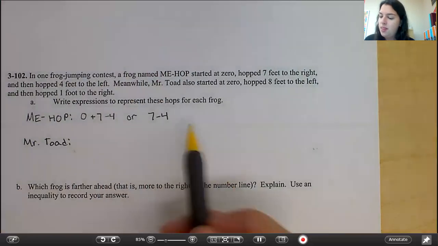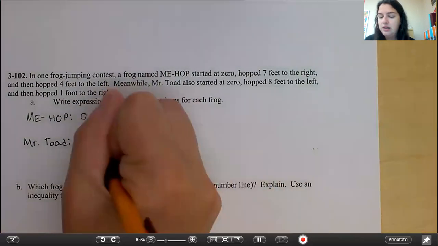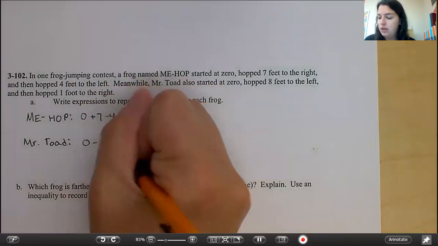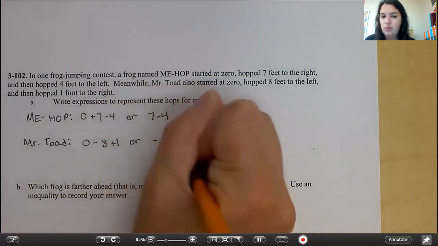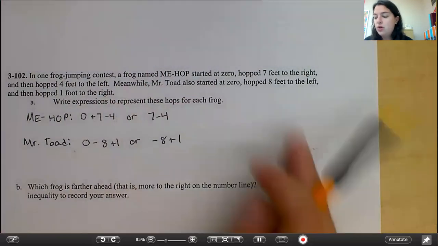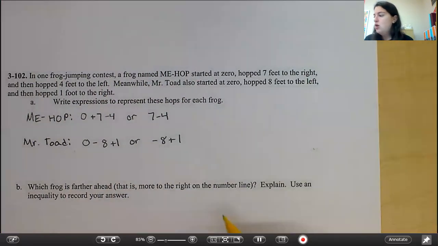Mr. Toad started at 0, hopped 8 feet to the left, so minus 8, and hopped 1 foot to the right, so plus 1. Or you could have had negative 8 plus 1. You did not need the zeros there. And if you weren't sure, you could draw that out on a number line. That's perfectly okay too.